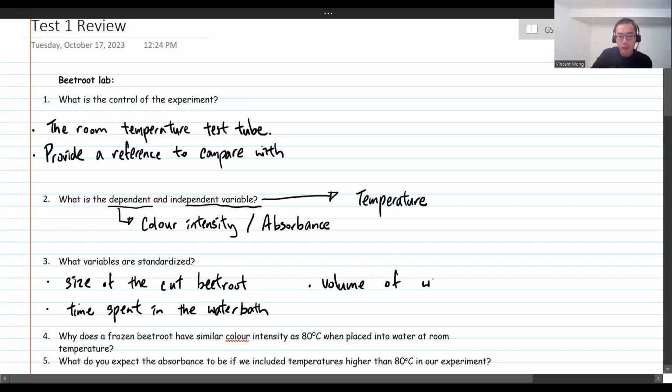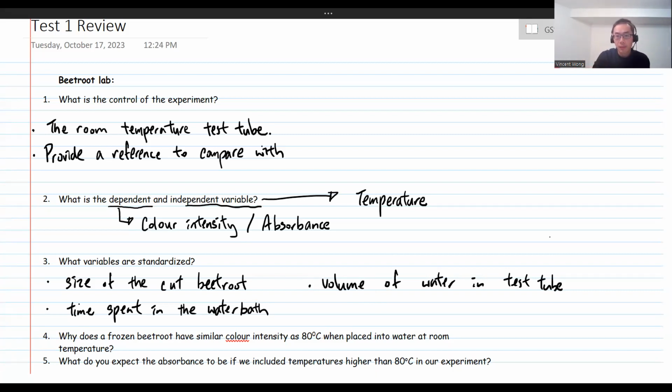Volume of water in the test tube. You want each test tube to have the same level of water. If you add too much water, then you're going to dilute the color. If you don't have enough, then you might make the color more intense. So these are some standardized variables.